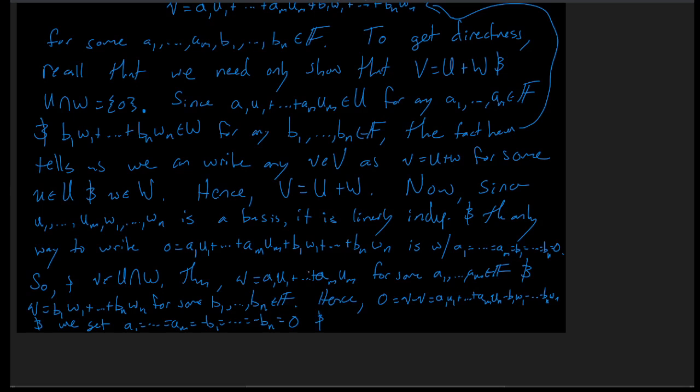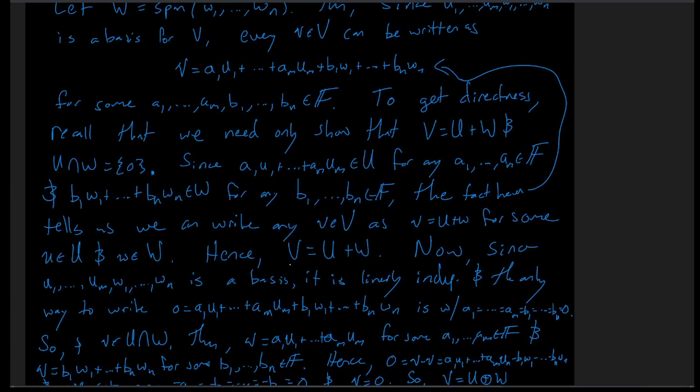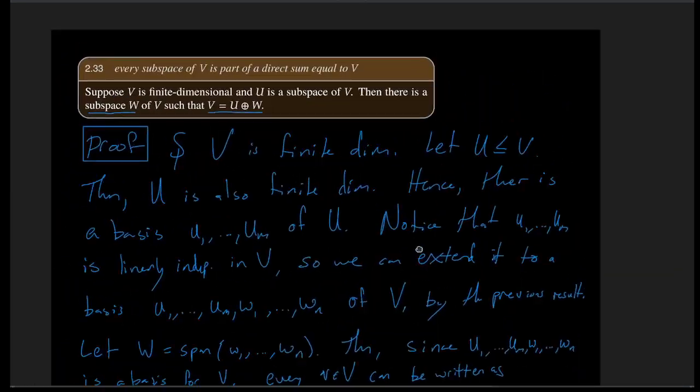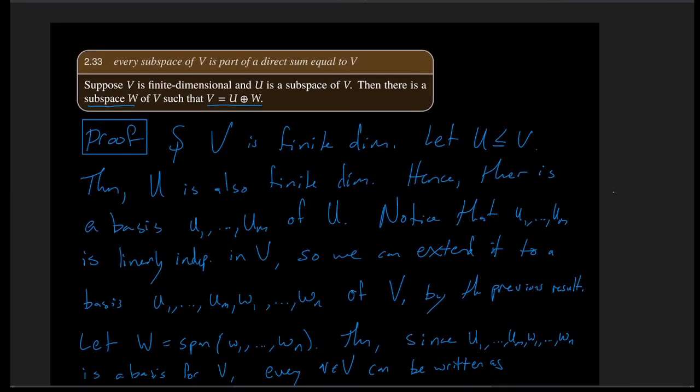And if V is equal to the linear combination A1 U1 plus dot dot dot all the way down to AM UM, and all of the A's are 0, then V is equal to 0. So V is equal to the direct sum of U and W. That is, we've shown that V is equal to the sum of U and W, and the only thing that lives in their intersection is 0. Hey, nice. All right, that was kind of a long proof, but this is a very good result.